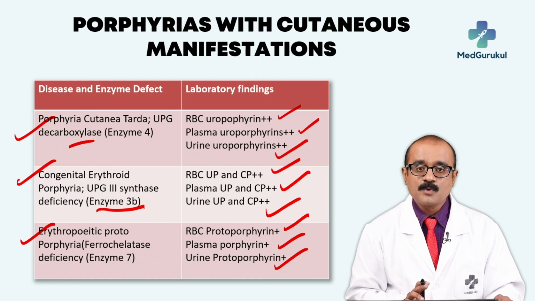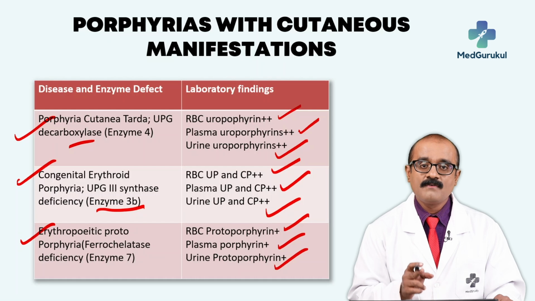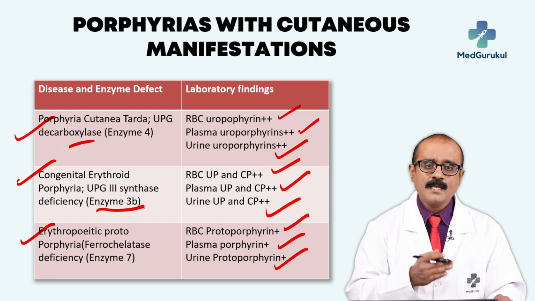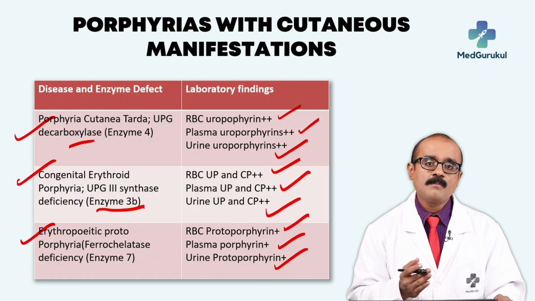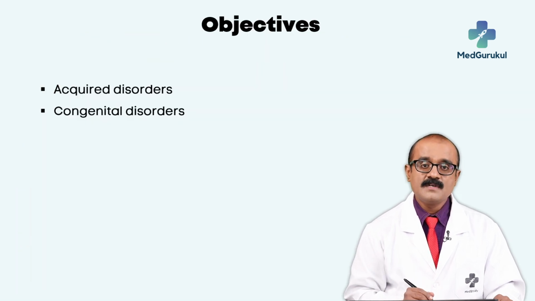And the second most important thing is anemia, which is the most common feature of lead poisoning, that is the acquired porphyrias, and is usually not at all seen in the congenital type. Any of the types, either hepatic or erythropoietic, any type of porphyria, anemia is not seen. So, in this session, we have discussed the acquired type and congenital type of disorders. So, both the disorders we have completed. Thank you.